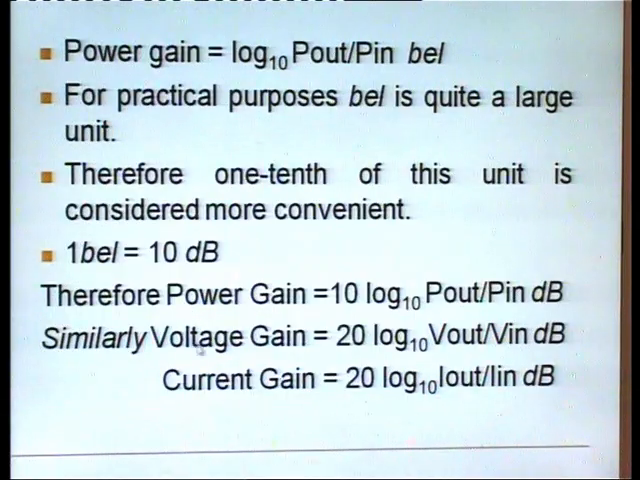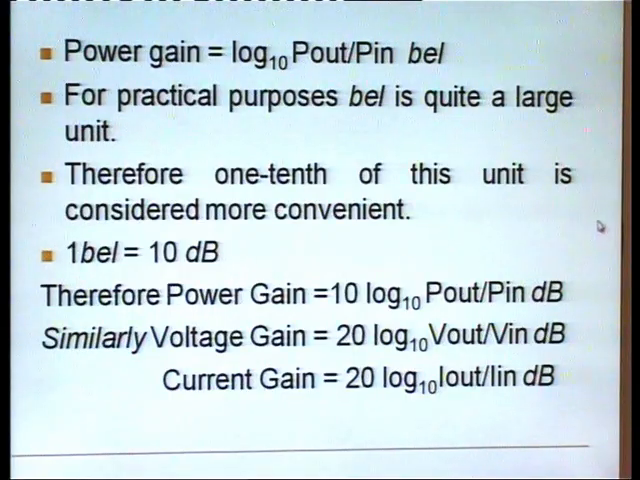Similarly, voltage gain and current gain can be measured. It is 20 log 10 of V out by V in decibel, and current gain is 20 log 10 of I out by I in decibel. Here we have introduced 20. We all know that power is directly proportional to I square or V square, for current and voltage.